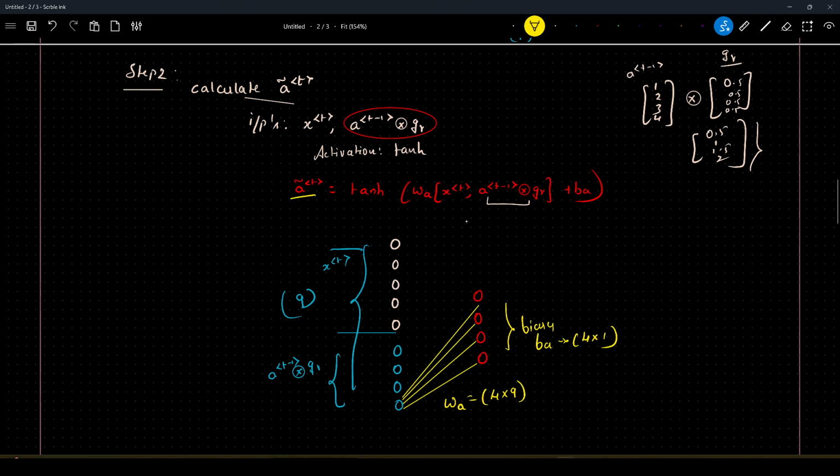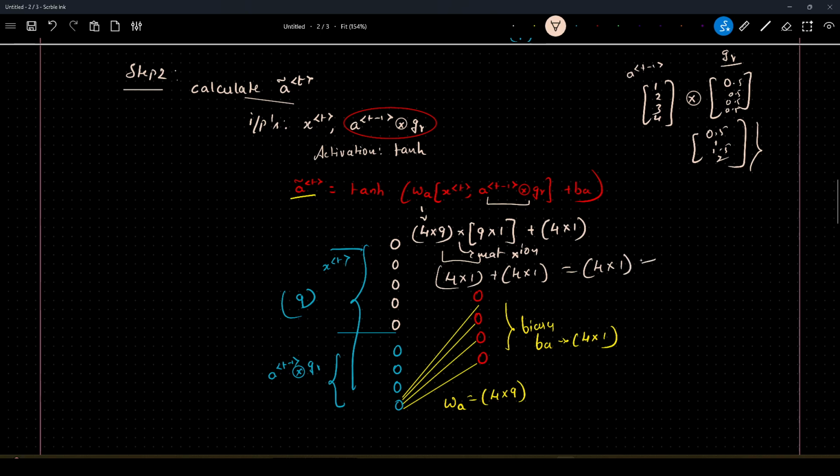Now if you work out the dimensions of this equation, this is a 4 cross 9 matrix. We are doing matrix multiplication with this, which is 9 by 1, plus BA, which is of dimension 4 cross 1. So this is a matrix multiplication. If you figure out the dimensions, the output of this will be 4 cross 1, added to a 4 cross 1 vector. So the final output will again be 4 cross 1. This is the dimension of our candidate A bar t. Hope it is clear.